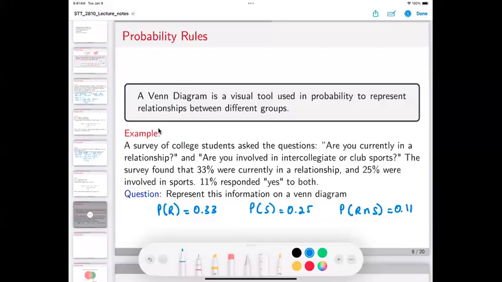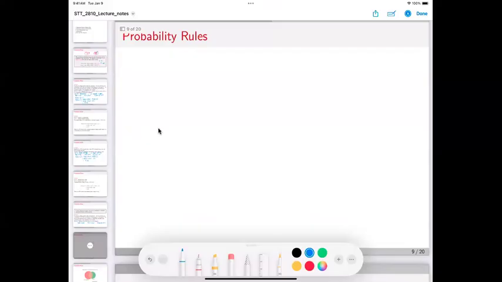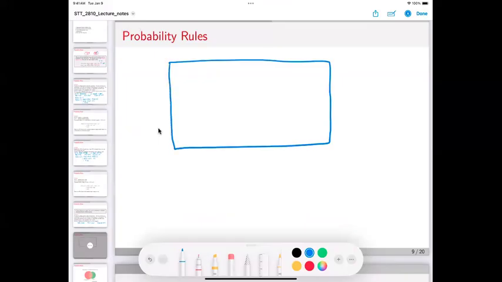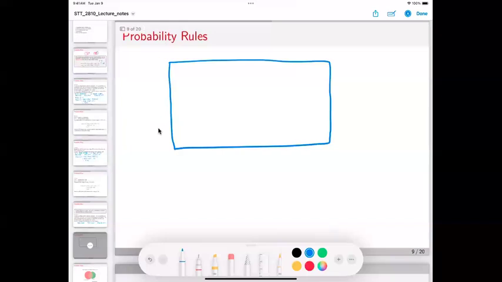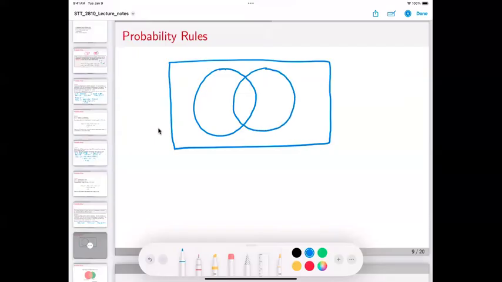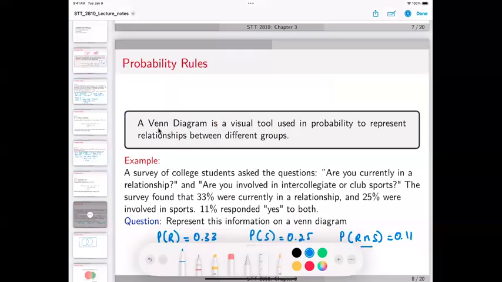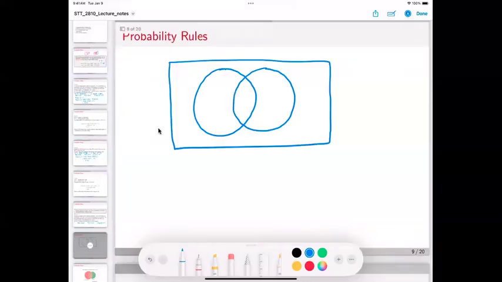So to represent the information on the Venn diagram, you draw two circles. First, let's draw a box. So we first draw a box. And because we have only relationship and sports, we draw two circles. Is that okay? So let's draw two circles. I drew the circles this way because when I looked at this, I have the intersection. It means something that they both have in common. Is that okay? That is why I drew the circles to overlap.